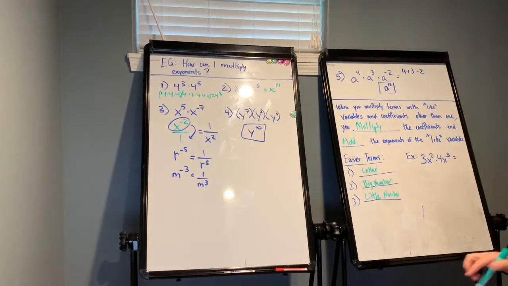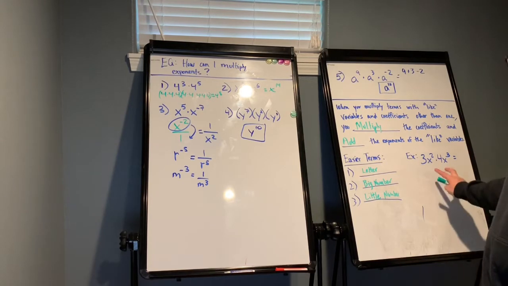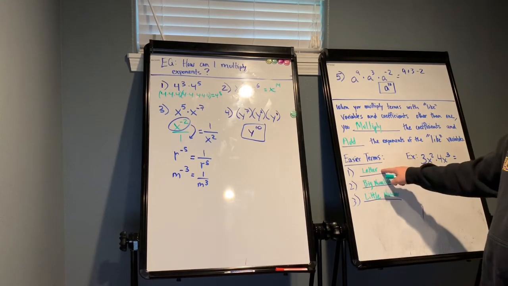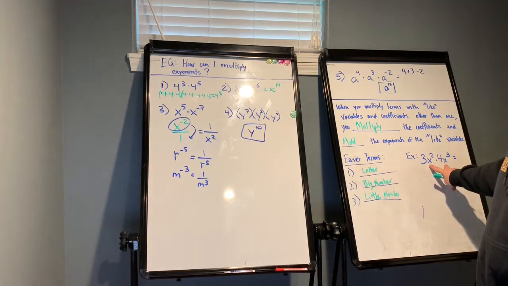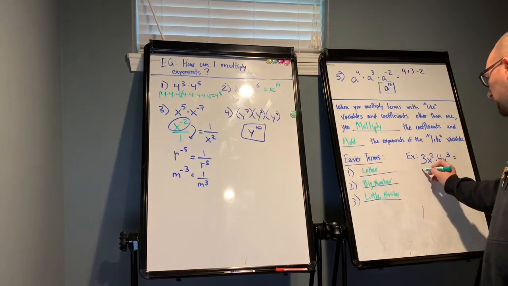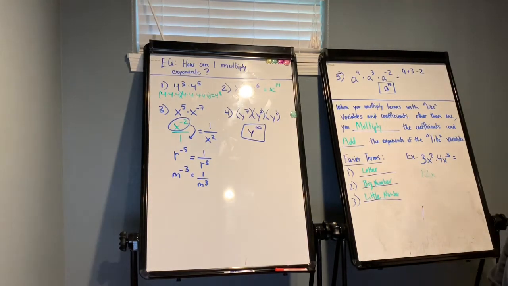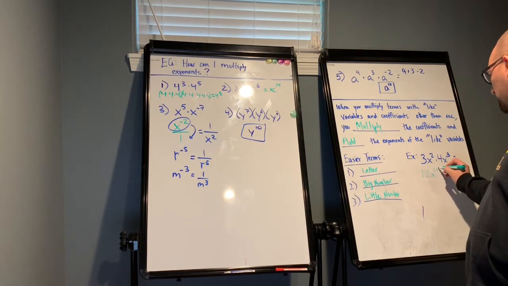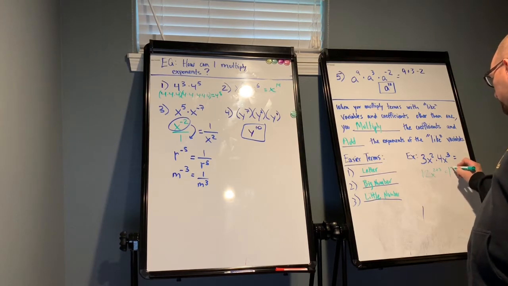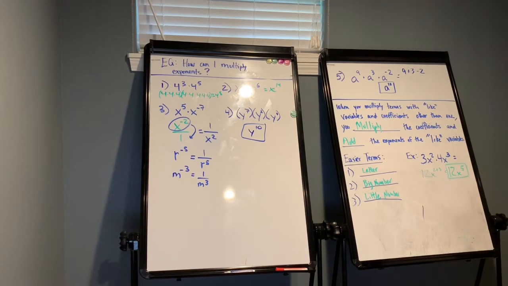So here's an example right here. The first thing we do is make sure we have the same variable. That's the letter. That's the same variable, x. Multiply the coefficients. 3 times 4 is 12, so 12x. And then we add the exponents, the little number. So we have 2 and 3. So 2 plus 3 equals 5, so 12x to the 5th. Make sure to take those notes on the note paper I gave you. Then we're going to move on.